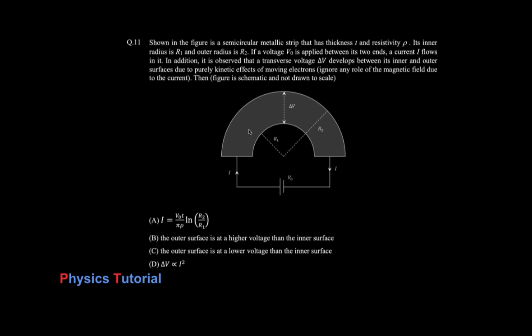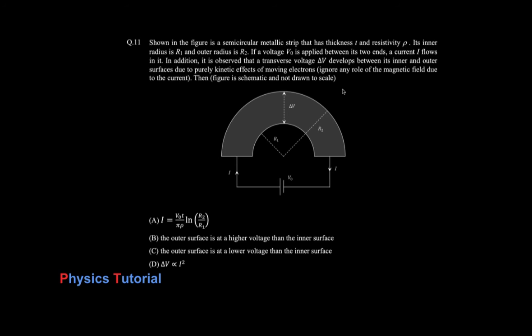So for the elemental strips, if you consider from here to here, this strip in a semicircular arc shape, these elemental strips are in parallel order. So you have to calculate the equivalent resistance in parallel order: 1 by capital R is equal to 1 by R1 plus 1 by R2 plus 1 by R3.